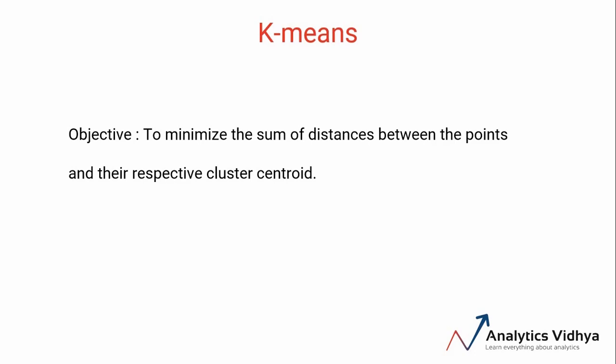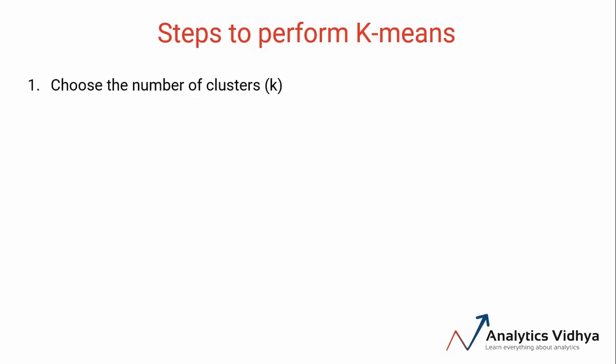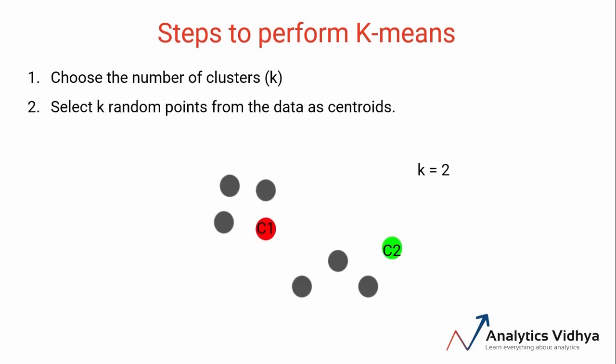Let's take an example to understand how k-means actually works. Consider that we have these 8 points and we want to apply k-means to cluster these points. The first step is to pick the number of clusters k. And once we have the number of clusters, we can randomly select the centroid for each cluster. Let's say we want to have 2 clusters, so k will be equal to 2 here. We then randomly select the centroid. Here the red and the green circles represent the centroid for these clusters.